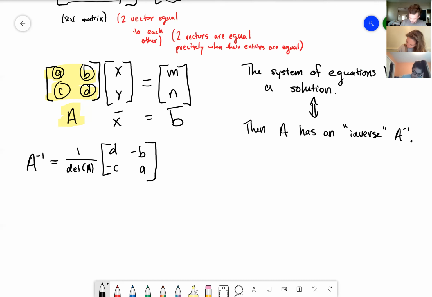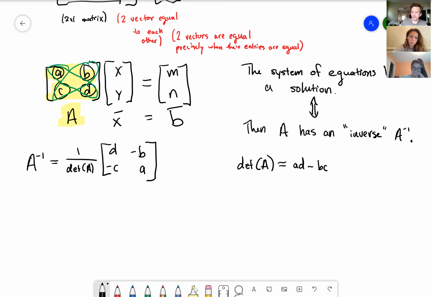And you'll recall from last time that the determinant of A, the determinant of a 2 by 2 matrix, is this special quantity. It's the special number that's associated with a square matrix. And it's determined by taking the product of these two entries, AD, and subtracting from it the product of these two entries, BC. So the determinant of A is just AD minus BC.